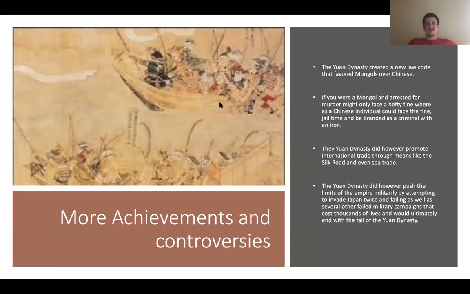Like I said, this was a very unpopular dynasty in China, partially because they created a new law code that favored Mongols over Chinese. Let's say a murder was committed. If a Mongol was arrested for the murder, they might face only a fine, a really heavy fine, and be sent on their way. A Chinese individual charged with the same crime could, in theory, face jail time, a fine, and be branded as a criminal, literally branded with a hot iron.